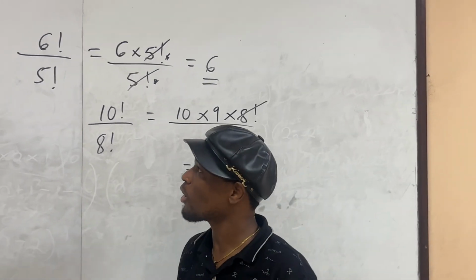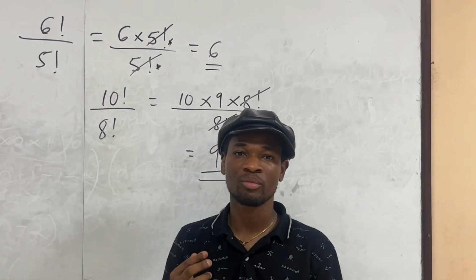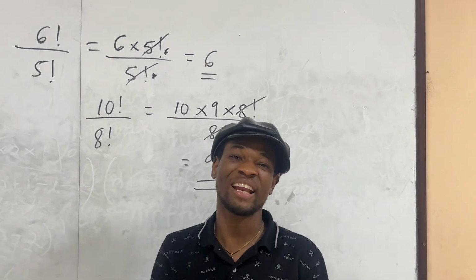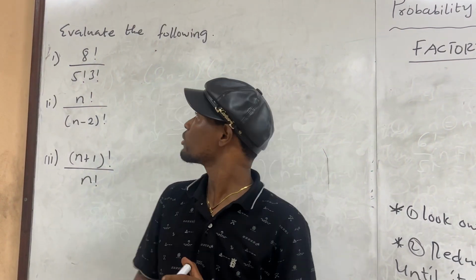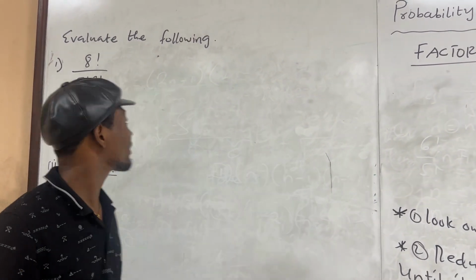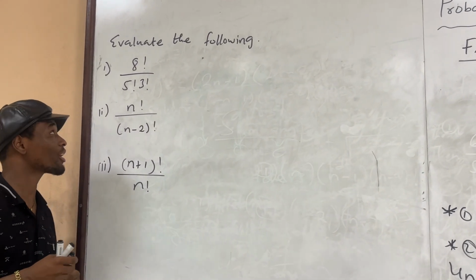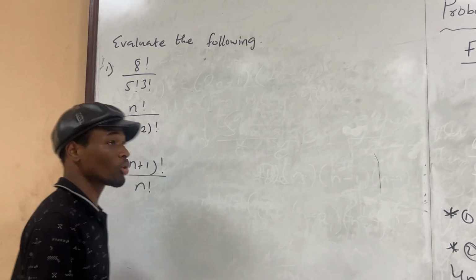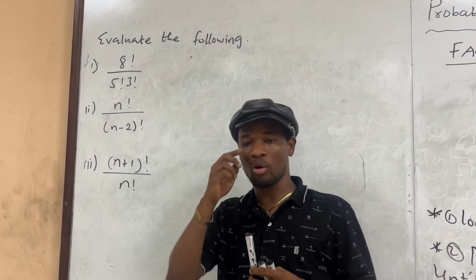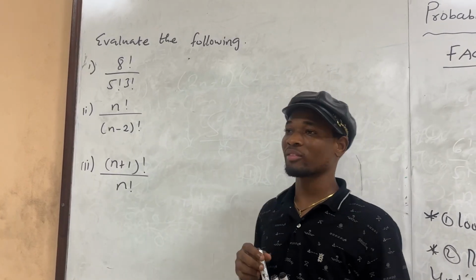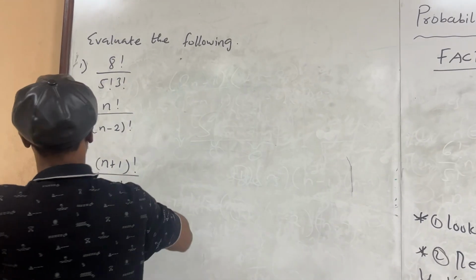Alright, good. I'll give you more examples, okay? The ones involving the unknown variables. Okay, so we have question number 4. Evaluate the following. Number 1, 8 factorial over 5 factorial times 3 factorial. Alright, so what's the first strategy? We said: spot out or figure out the expression with the higher factorial expression. And in this regard, it's 8.